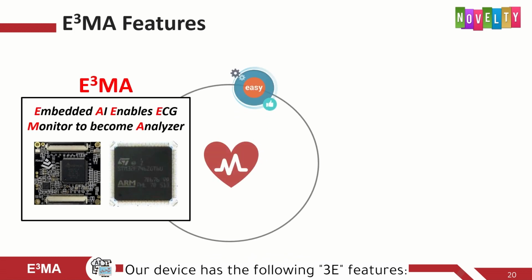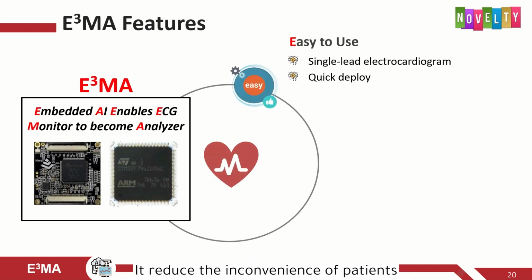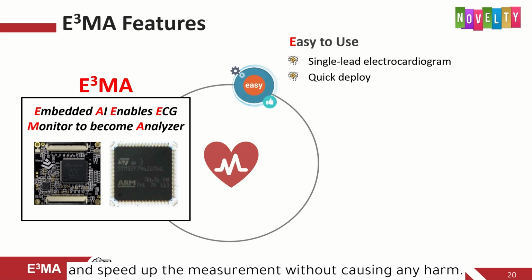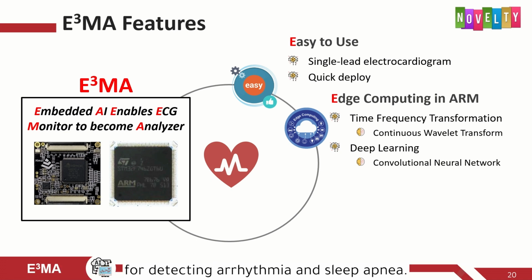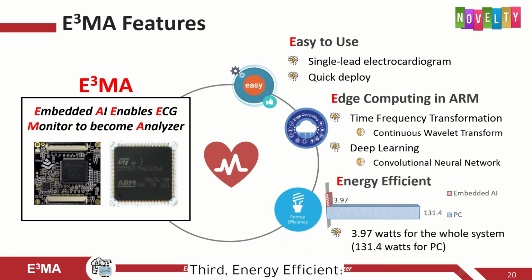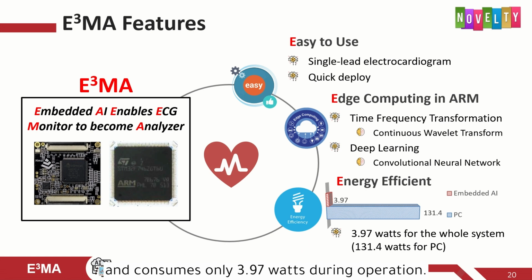Our device has the following 3 E features. First, easy to use. It reduces the inconvenience of patients and speed up the measurement without causing any harm. Second, edge computing in ARM. Based on the powerful computing capability of ARC-EM90, we implemented an edge computing deep learning algorithm for detecting arrhythmia and sleep apnea. Third, energy efficient. The system can be driven by only using a mobile power supply and consume only 3.97 watts during operation.